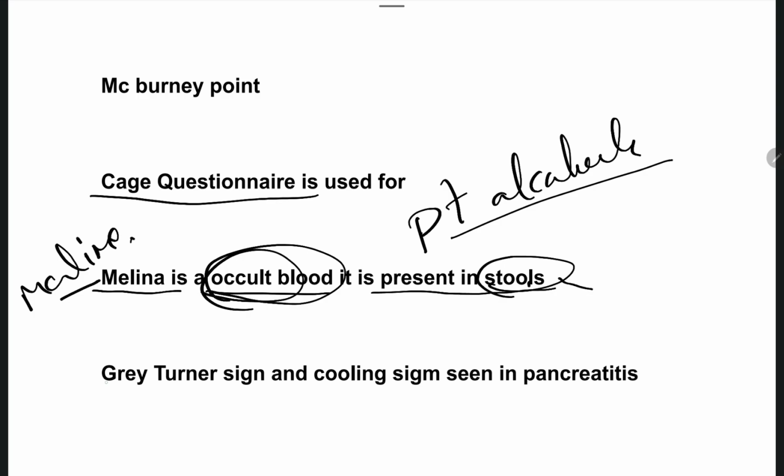The next one is Grey Turner sign and Cullen sign seen in pancreatitis.